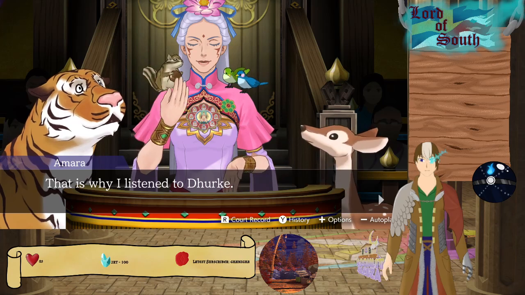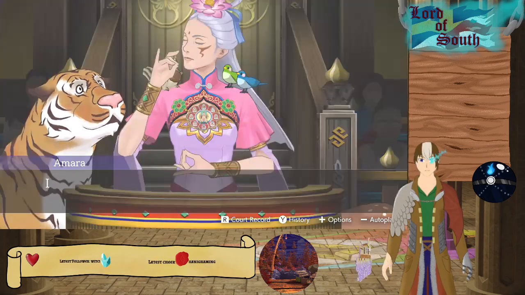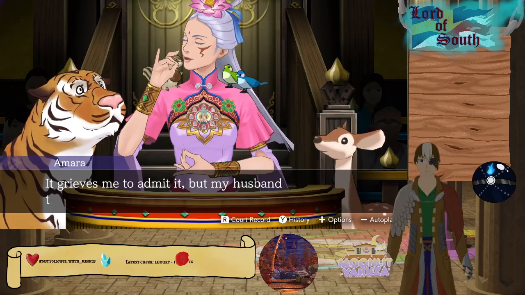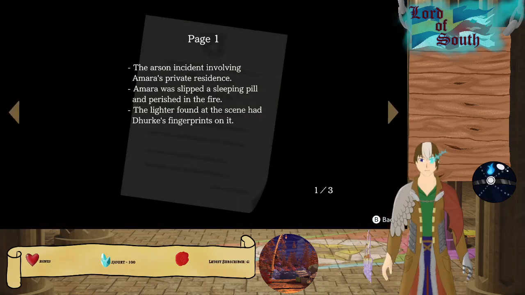That is why I listened to Daruk. However, he didn't have a shred of evidence to support his claim. Wait, didn't he have any other? Oh, okay, wait, hold on. We actually have a big ass file of these.